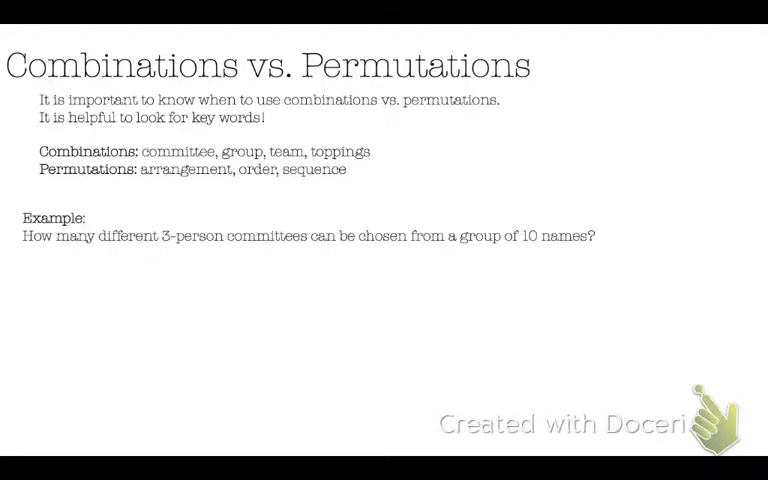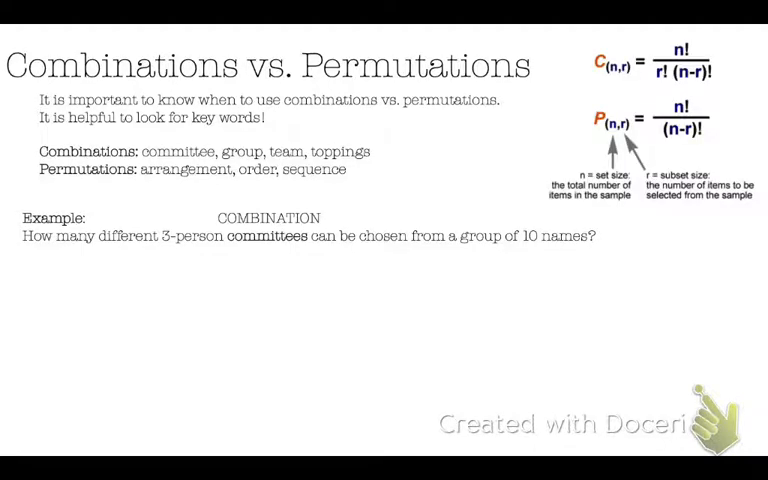This first example, we want to know how many different 3-person committees can be chosen from a group of 10 names. Well, committees tells me that this is going to be a combination because I don't care about the order. They're just a group of people in a committee. So then I'm going to use this C formula up here. That's going to be C 10, 3, which is 10 factorial over 3 factorial times 10 minus 3 factorial. So 10 minus 3 is just 7 factorial.